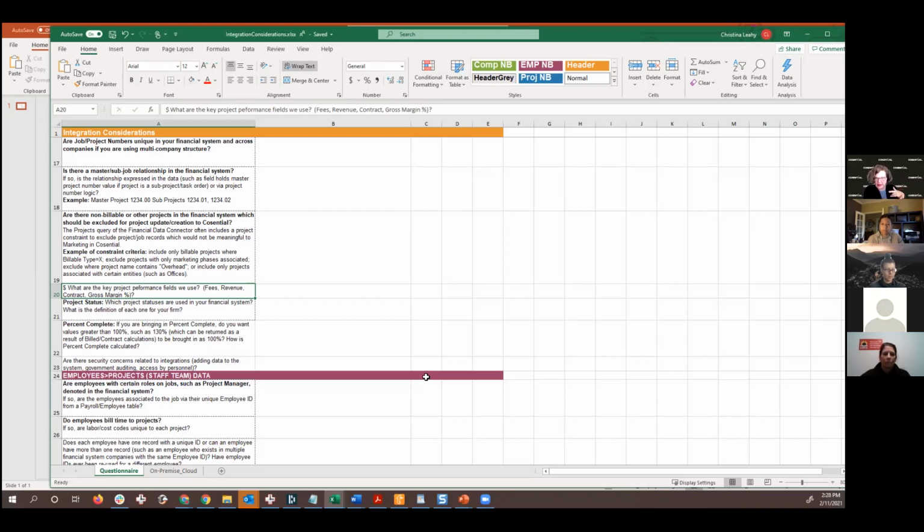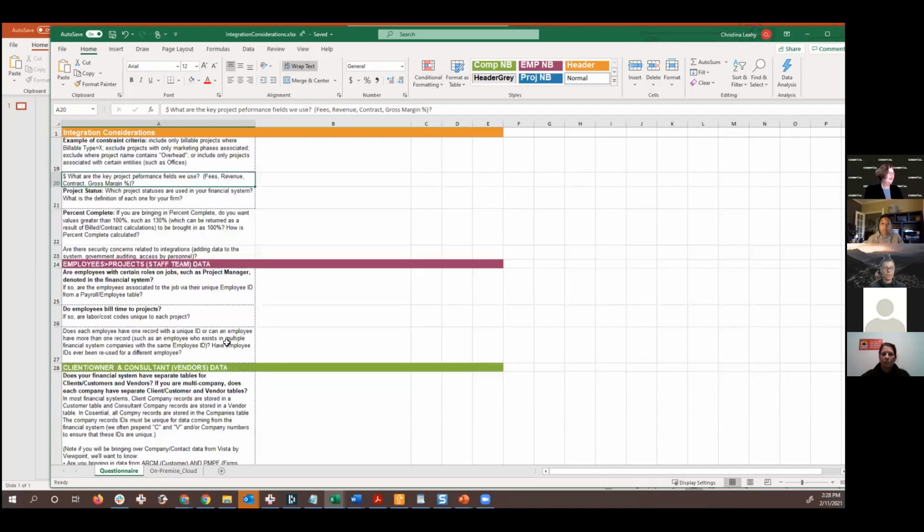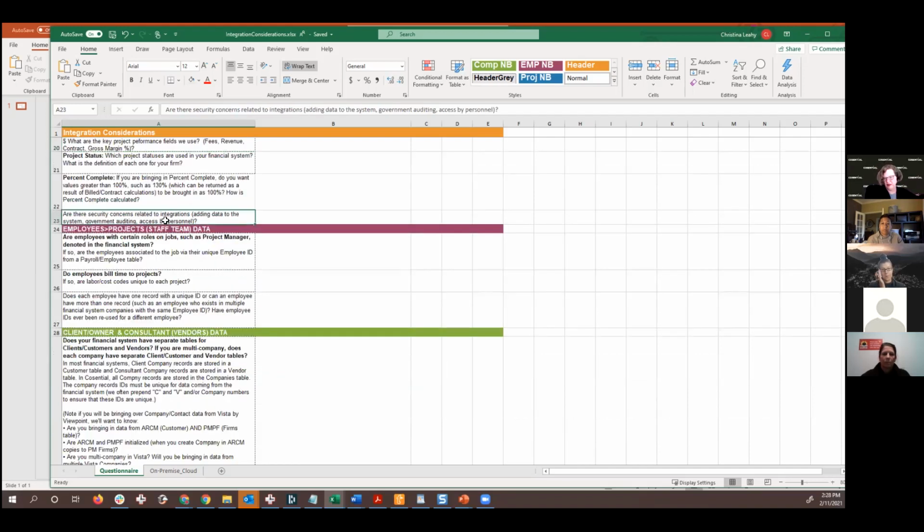Same with percent complete. Every firm does this differently. There's a couple common ways of defining it. I worked with a firm that spent a year developing a custom project percent complete formula. Are there security concerns related to the integration? This actually should be up much higher in the consideration.